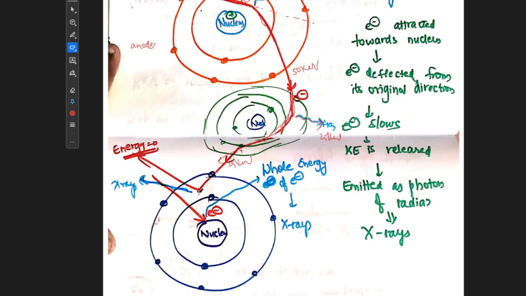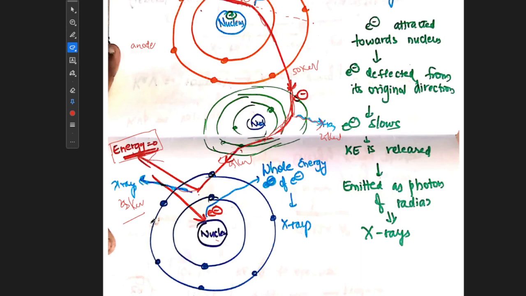When it reaches nearer to the third nucleus, it is again deflected from its path and an X-ray is produced. Now this X-ray has 25 kilo electron volt. Thus the energy that the electron has is zero, so it can no longer go to the next atom.